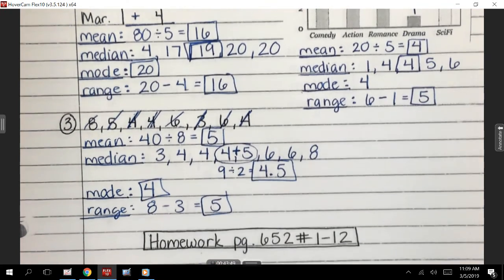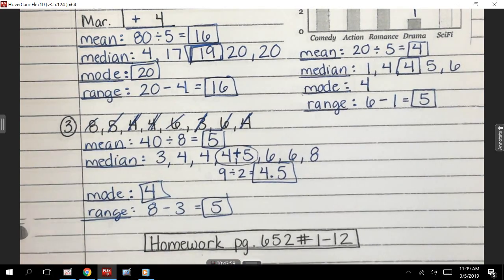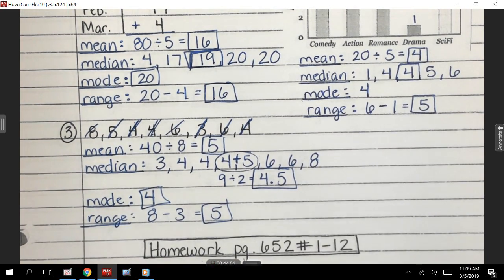Guys, read the directions on your homework. Some of them say mean, median, mode, and range. But some of them only say median, mode, and range. Read the directions. It's at the bottom in your book. Okay, good.